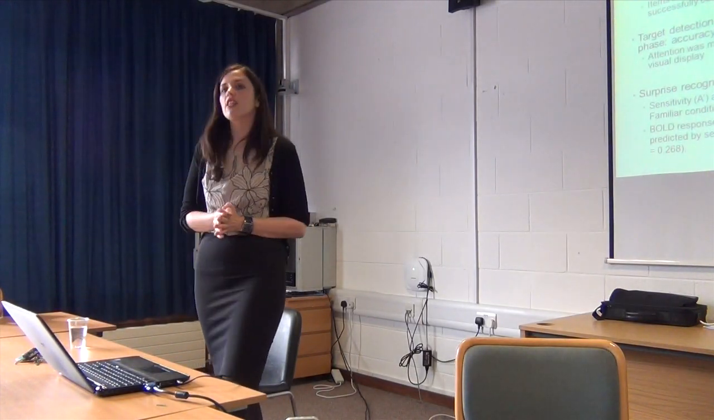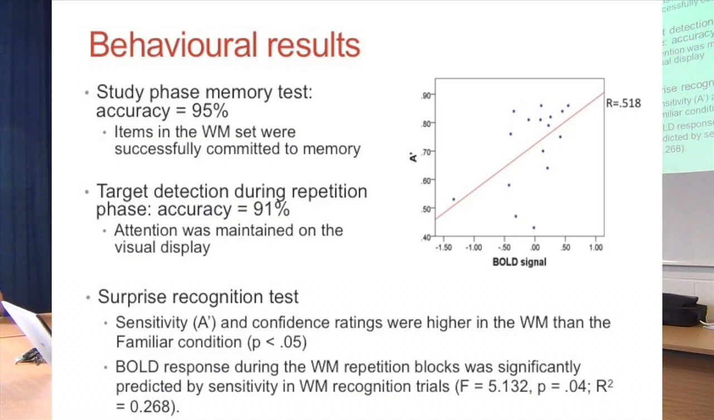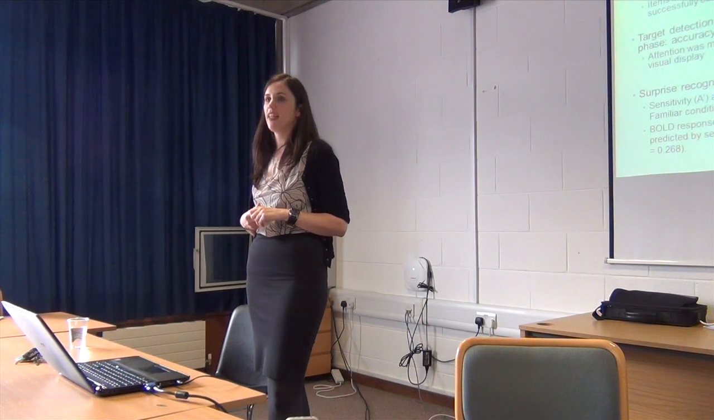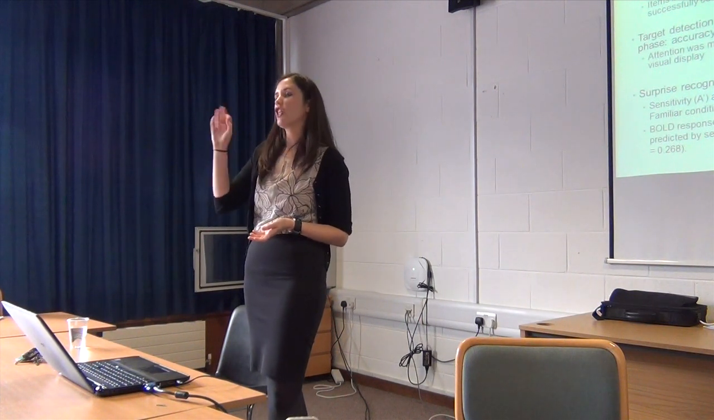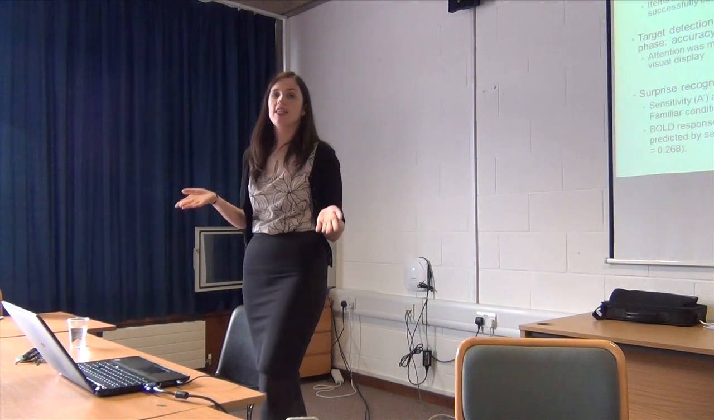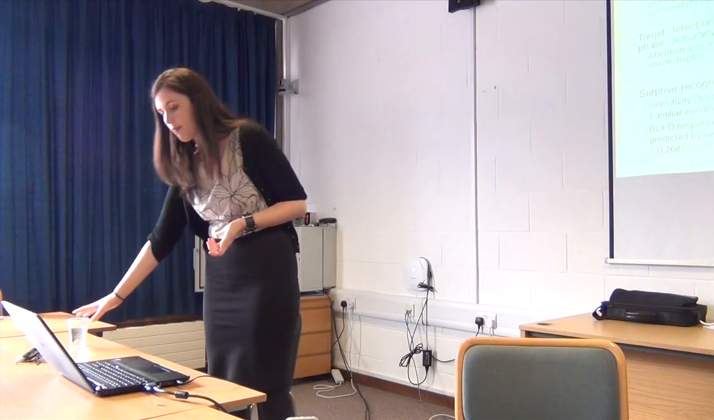So looking at those behavioural results first, before we get into the fMRI data. Well, we found firstly that within the study phase, so in the memory test, accuracy was about 95%. So this tells us that the items that we assigned to the working memory set were successfully committed to memory. So we can now carry on and say, okay, these items were memorised, the other items were not explicitly memorised. We also found that target detection during the repetition phase was very accurate, over 90%. So this is participants' detection of the colour change in the fixation point. So this just shows us that attention was maintained on the visual display.